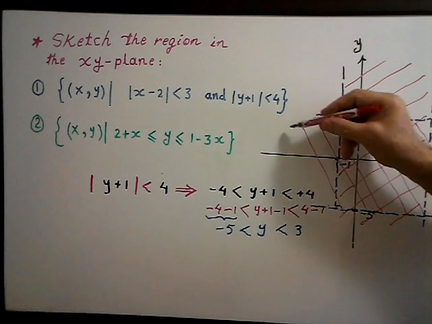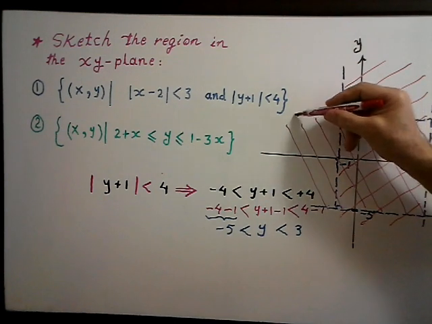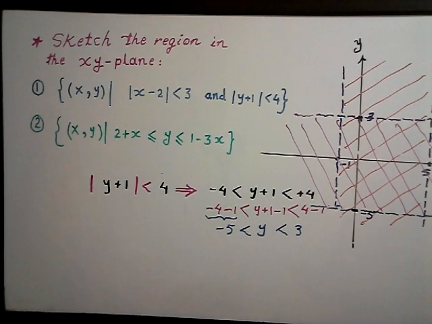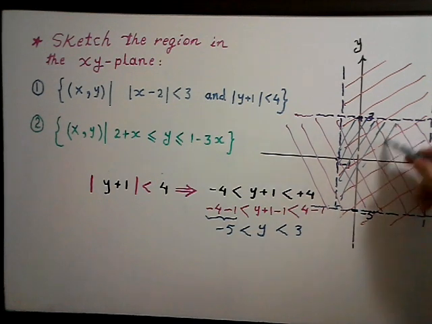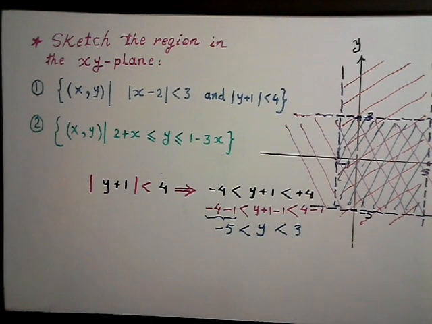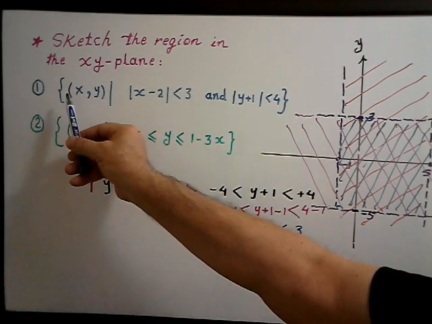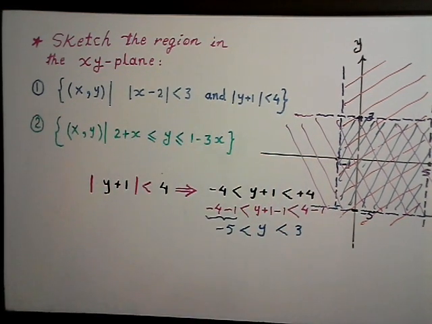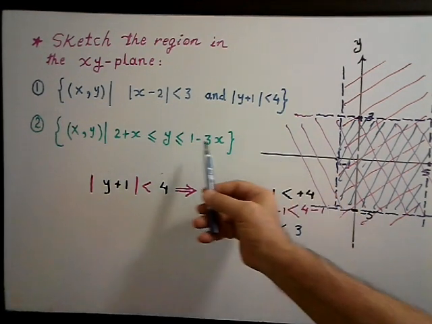Now from these two areas where we already shaded, we find the intersection area. The intersection area is shown here, so this is the region representing the solution for the first question. Let us see the next equation here.